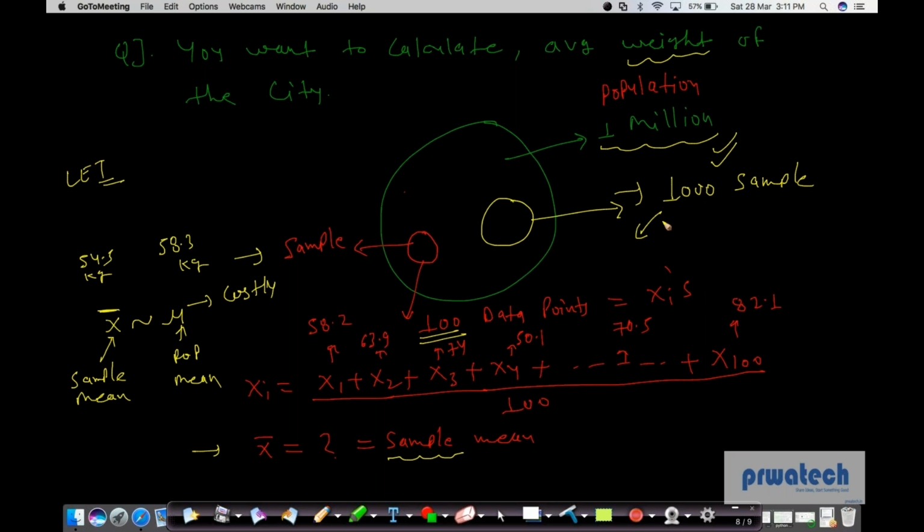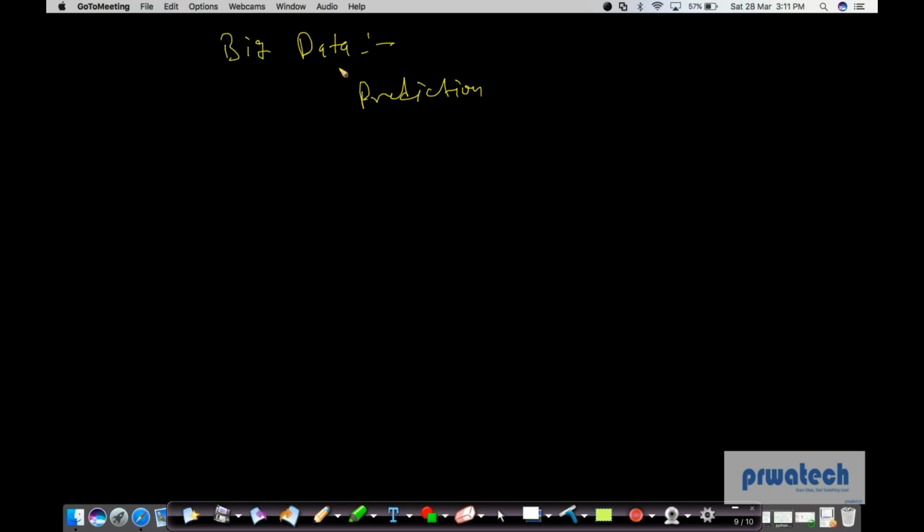Okay, so that is one reason I keep saying since our first class that this big data part is very important for artificial intelligence, machine learning, and deep learning. Because if you do not have data points, then what will you calculate, how will you make a prediction? If this is not there, you can't make any prediction.